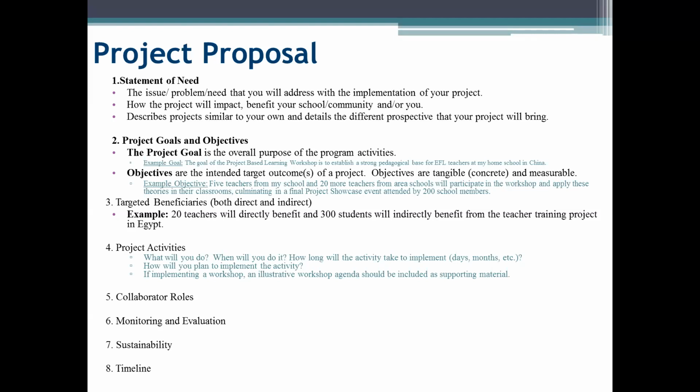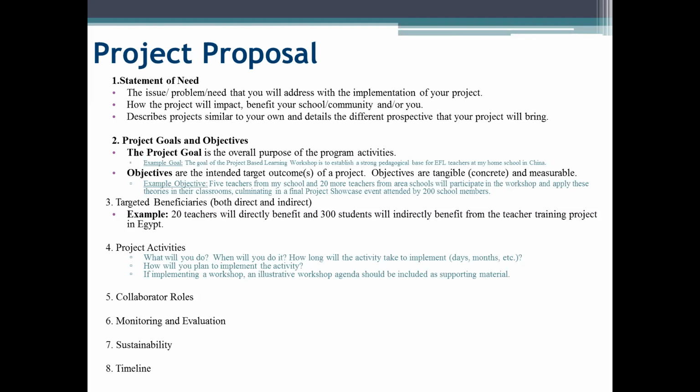The next is project activities. This is incredibly important to be very clear so that the selection committee understands what you'll be doing. So what will you do? When will you do it? And how long will the activity take to implement? Will it be days or months? How long will it take? And make sure that it fits in those 8 months. Then, how will you plan to implement the activity? If you're implementing a workshop, you should include a workshop agenda as a supporting material, which we'll talk about a little bit later as well.